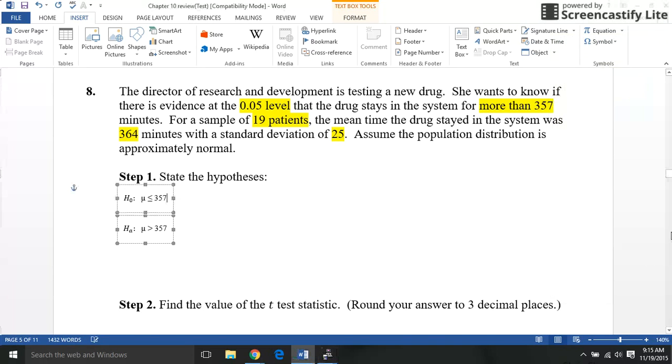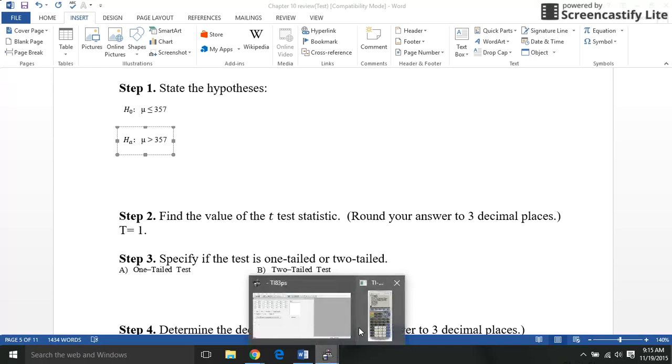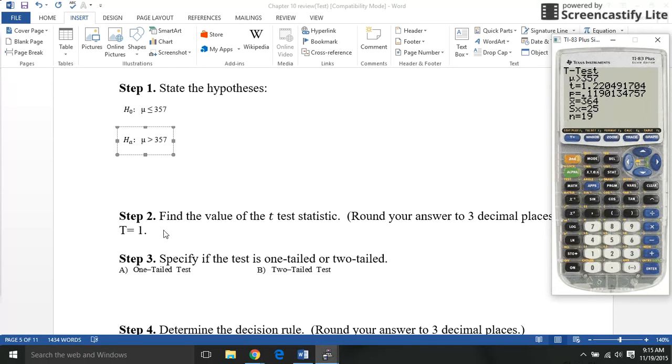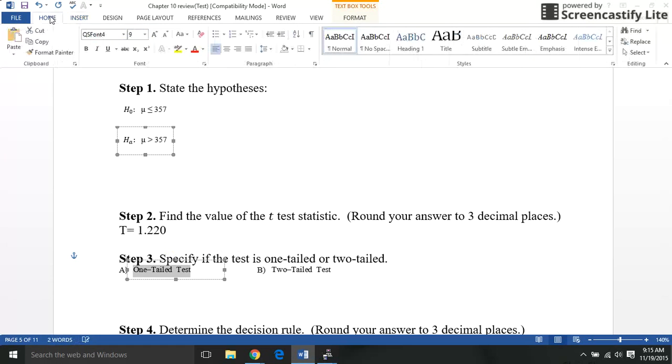So let's go down here. T equals 1.220. Okay. I know this is a one-tailed test. I know it's a one-tailed test because of this symbol right here in the alternative hypothesis. That shows me it's a greater than series.